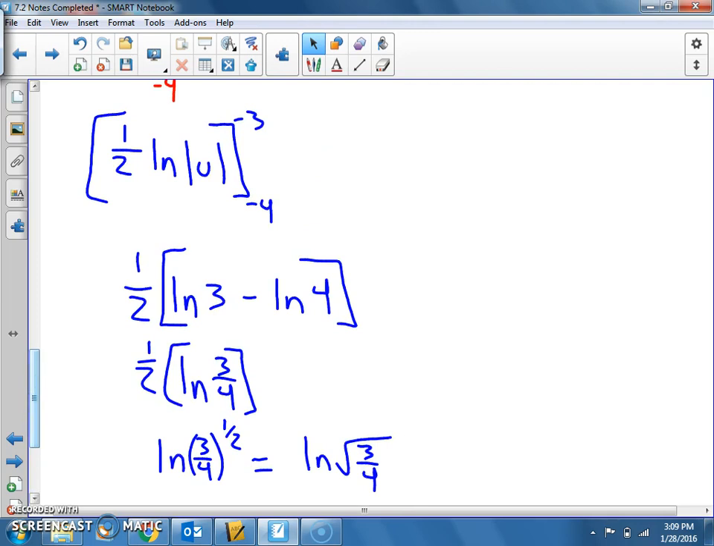Okay, does that make sense? I know it's a little different when we're changing our limits there. Okay, but we have to recognize a main function is our u, and then we have to recognize a derivative of that function, which is the du dx. Okay?